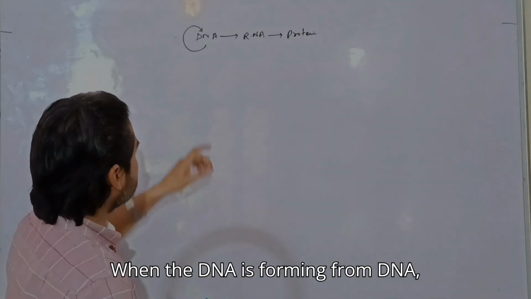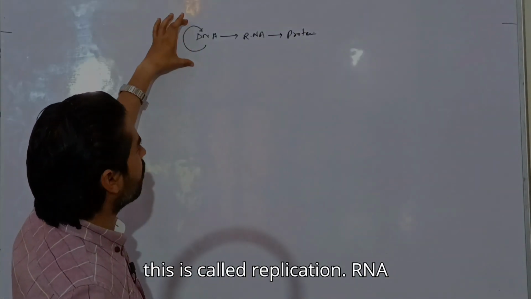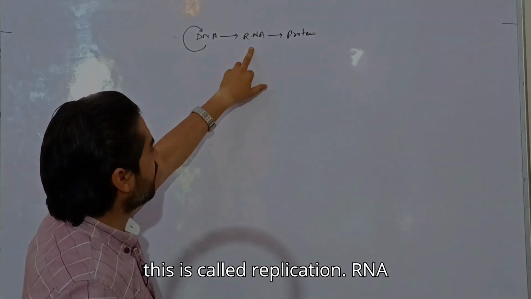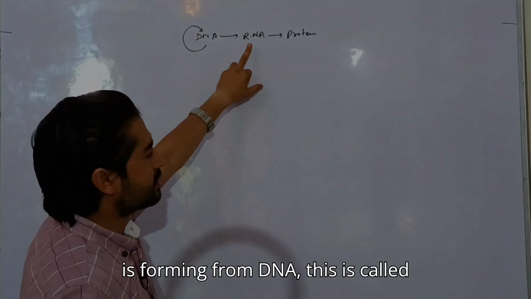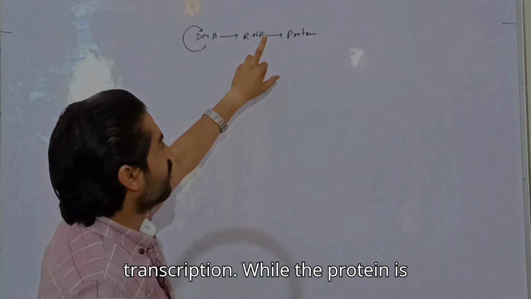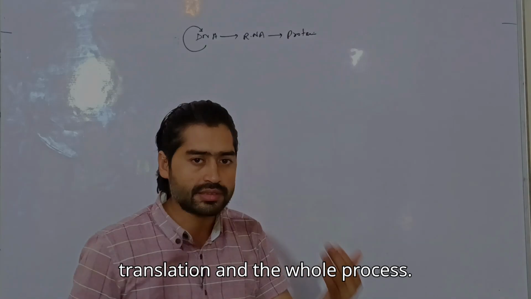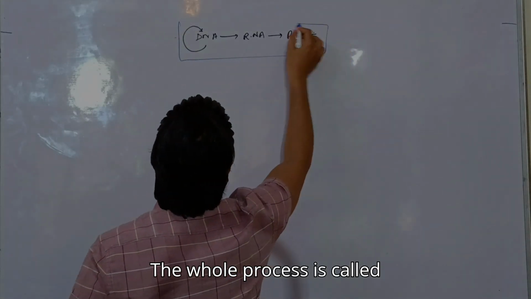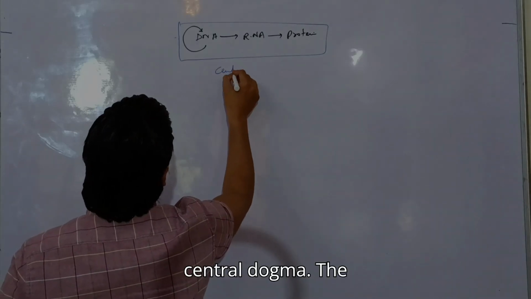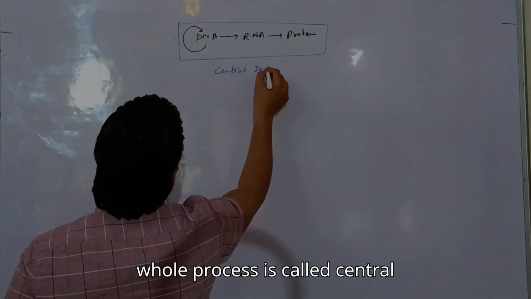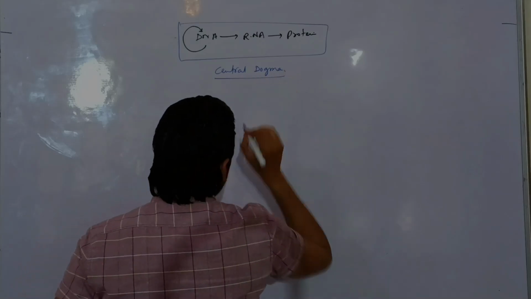When DNA is forming from DNA, this is called replication. When RNA is forming from DNA, this is called transcription. While protein is forming from RNA, this is called translation. And the whole process is called central dogma.